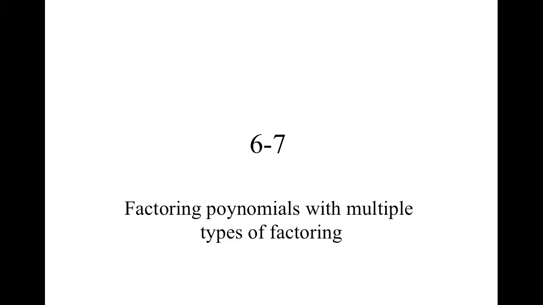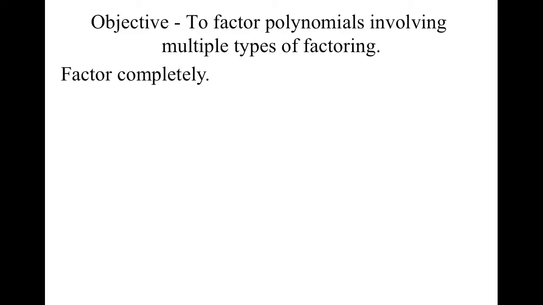Today we're going to be looking at section 6-7, factoring polynomials with multiple types of factoring. This is where we put it all together, all the different forms of factoring. Alright, so when it says factor completely, the first step we generally do every time we're factoring is to divide out our GCF. So the GCF here would be a 5.